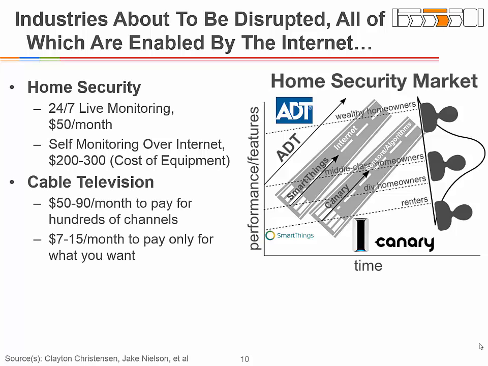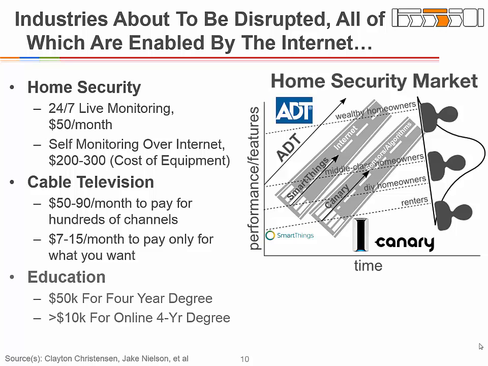Other examples include cable television. Typically, it costs anywhere from $50 to $90 a month to pay for hundreds of channels, many of which you don't ever use. They're simply over-serving the market with channels and prices that are just not needed. Now, what's great is there were many alternatives come out recently, well, at least in the past 10 years, such as Netflix, Hulu, Amazon, where for anywhere from $7 to $15 a month, you can pay for only what you want.